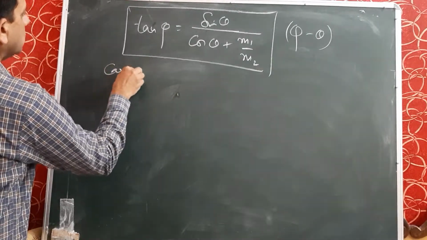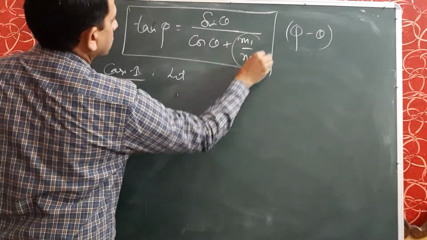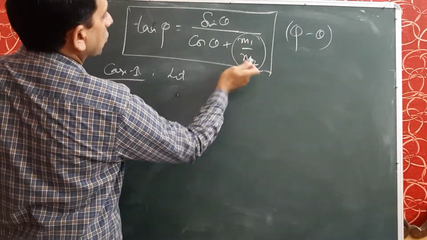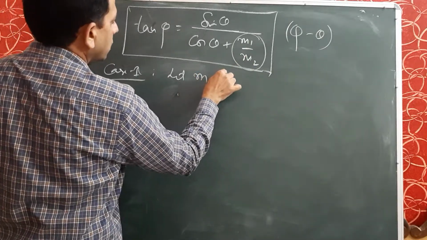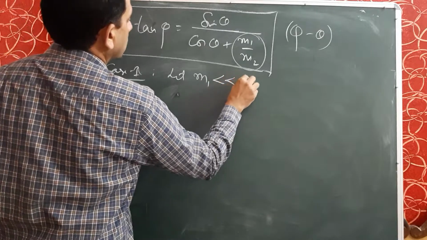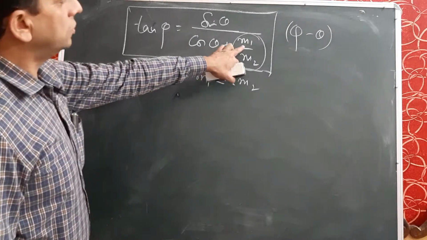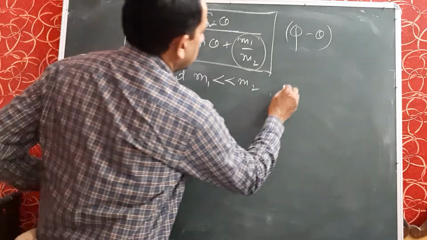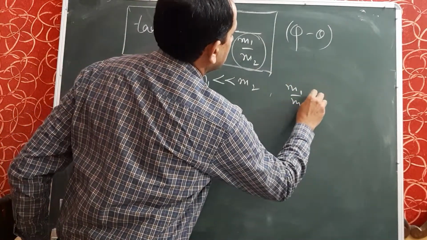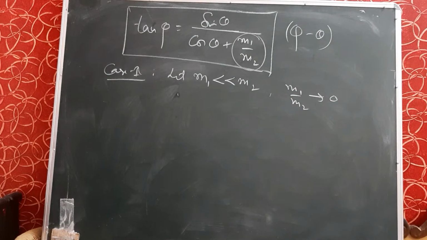Case number 1. The cases depend upon the values of masses. Let m1 be very much less than m2. Then the numerator is small and the denominator is very large, so the ratio m1 by m2 is negligible. We get its value very near to 0.